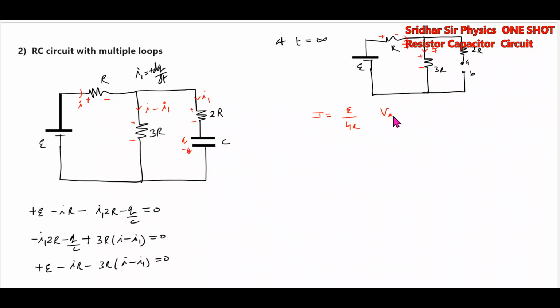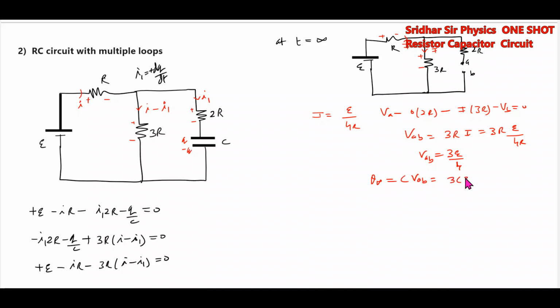Then we'll calculate VAB. VA minus 0 into 2R minus I into 3R minus VB equals 0. VAB equals 3R into I. I is how much? E by 4R. Then what is the charge? The steady state charge is equal to C into VAB, which is 3CE by 4. Then we know the charge, and now how to get the time constant.